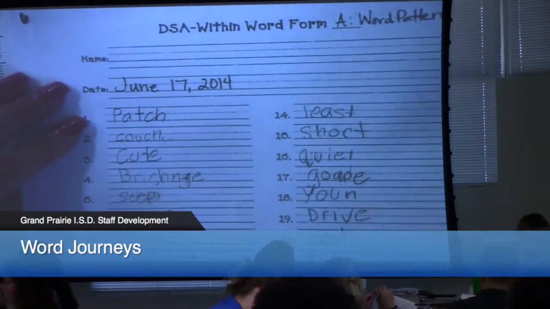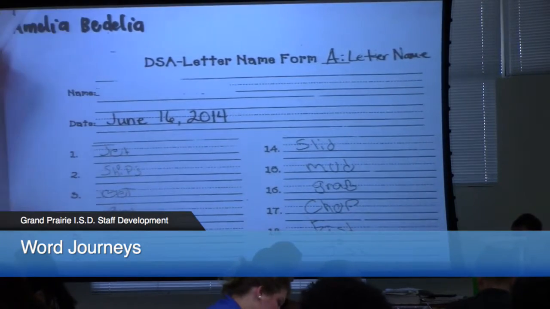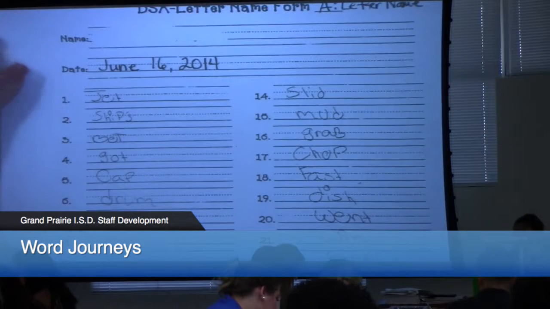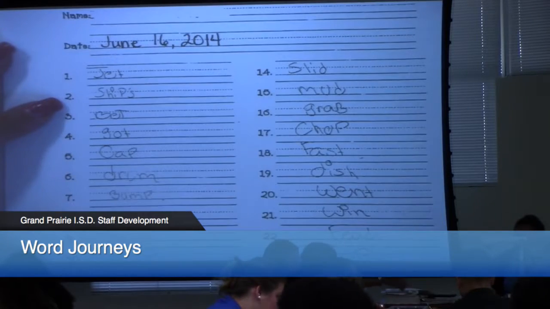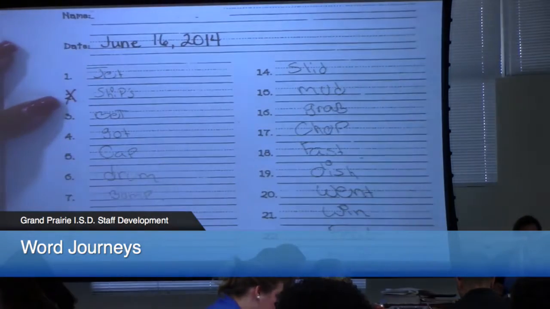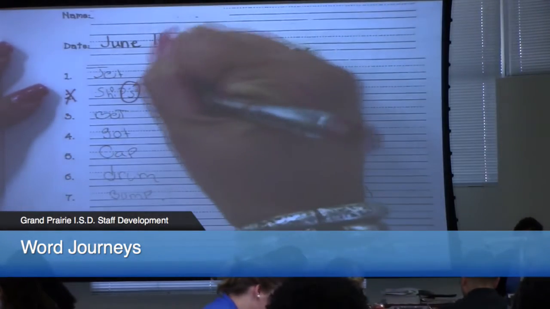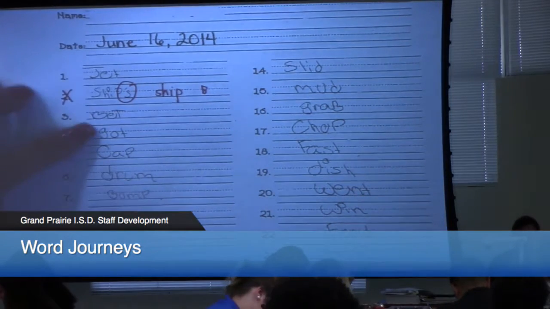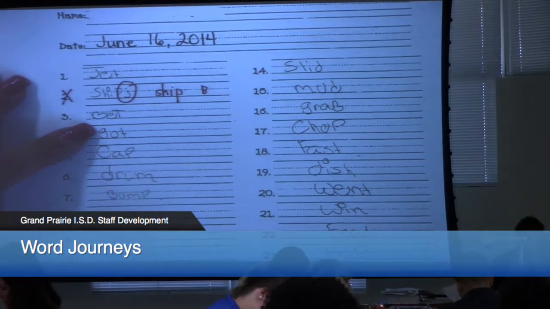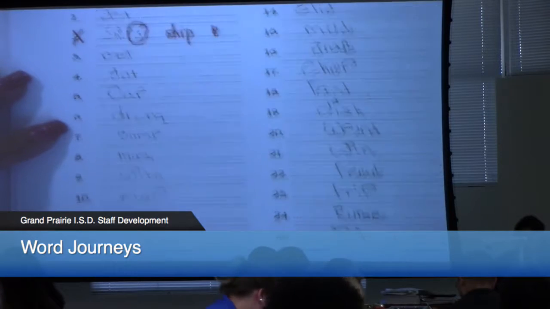Okay, we're not looking at Amazing Grace back page because that's within Word. I'm now on Amelia Bedelia because we're just doing letter name right now. So I have Jet. Is that spelled correctly? Yes. Ships. No. Some teachers will say, but I see it in there. No. Apostrophe S. So we're going to write it correctly next to it, and the letter B goes right next to that. That looks like a heart, but it's a capital B. Okay? Bet, got, cap, drum, bump.